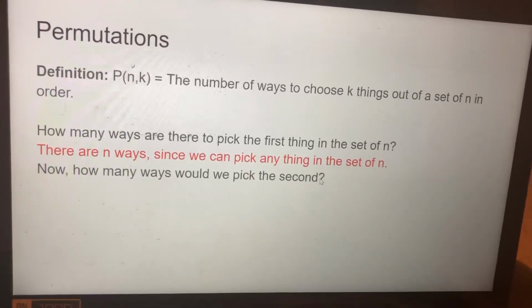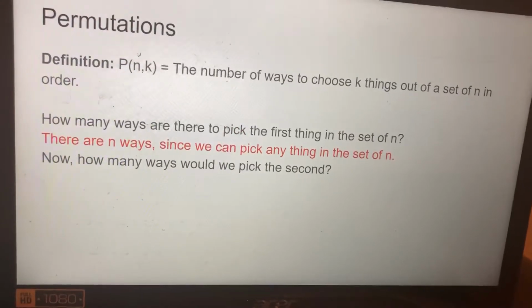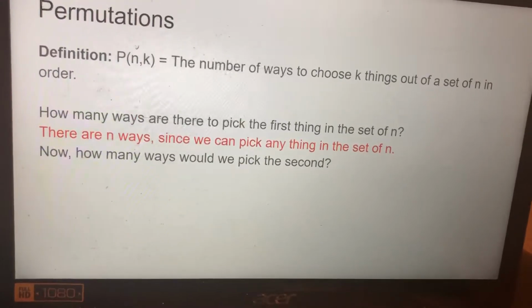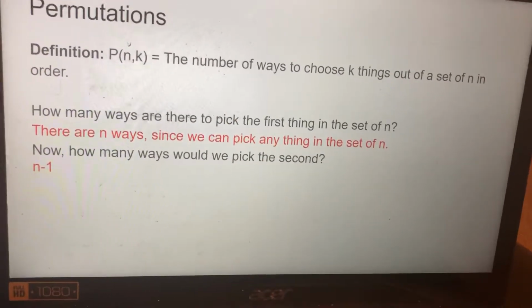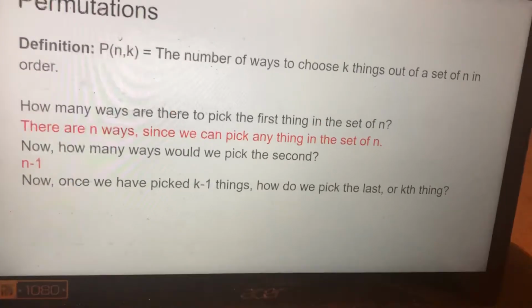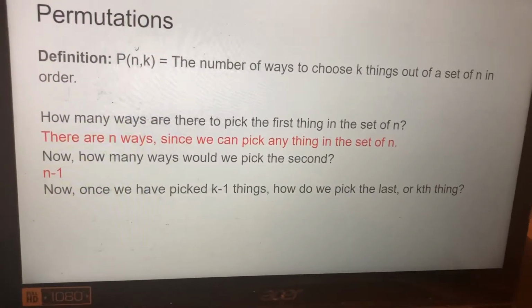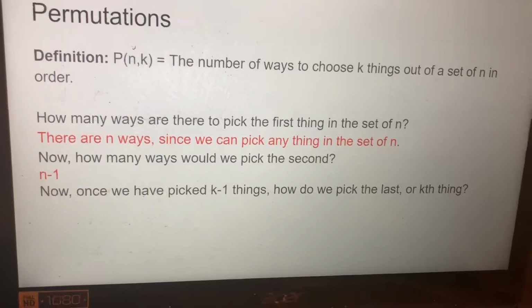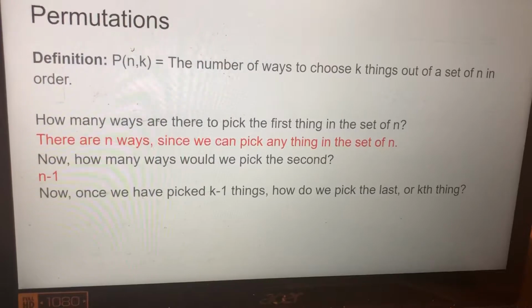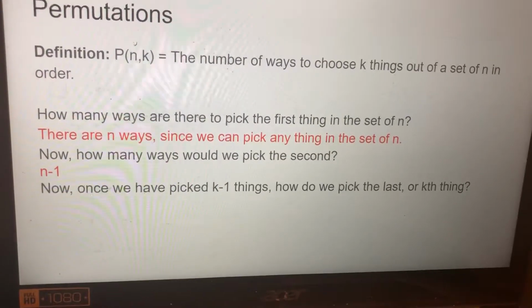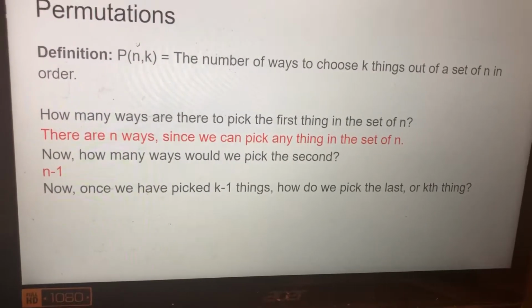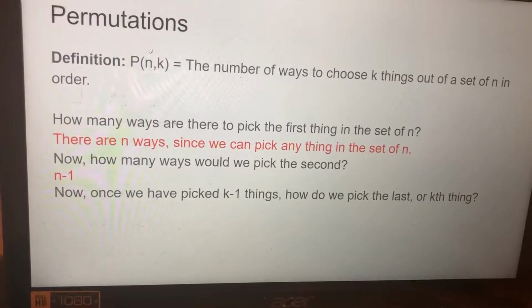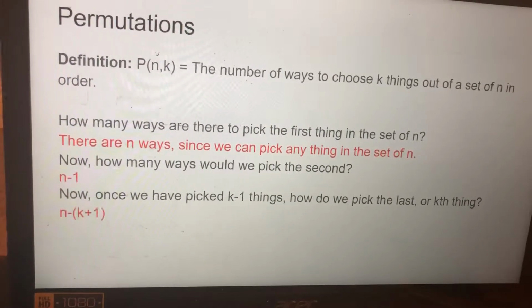Now that we have that, how do we pick the second object out of the set? Since we already picked one, there are n minus 1 remaining, so there are n minus 1 ways to pick this. Now assume that we have already picked k minus 1 things. How do we pick the last, or kth, thing? Intuition tells us that there must be n minus k objects left, but if you look at the second, it's n minus 1, not n minus 2, since we start off at n, not n minus 1. So when we pick the kth thing, there are still n minus k plus 1 things remaining.